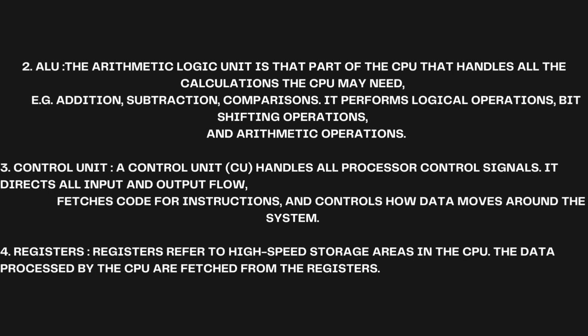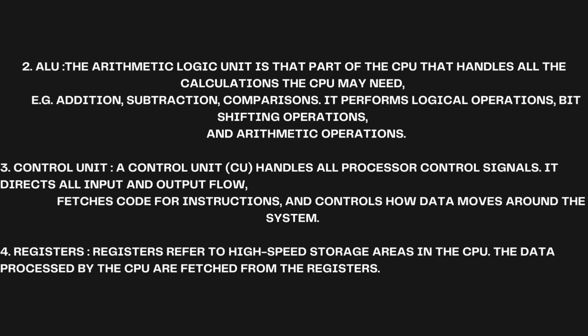Second, ALU. The arithmetic logic unit is that part of the CPU that handles all the calculations the CPU may need, for example, addition, subtraction, or comparisons. It performs logical operations, bit shifting operations, and arithmetic operations. Third, control unit. A control unit handles all processor control signals. It directs all input and output flow, fetches code for instructions, and controls how data moves around the system.